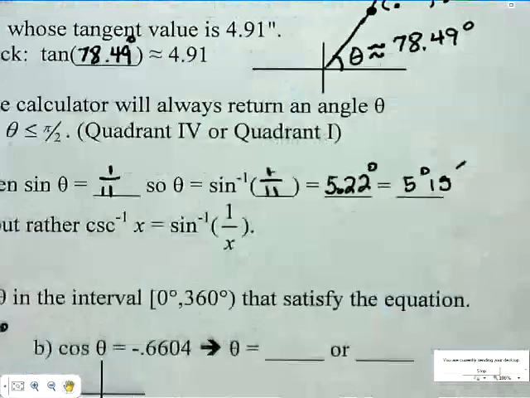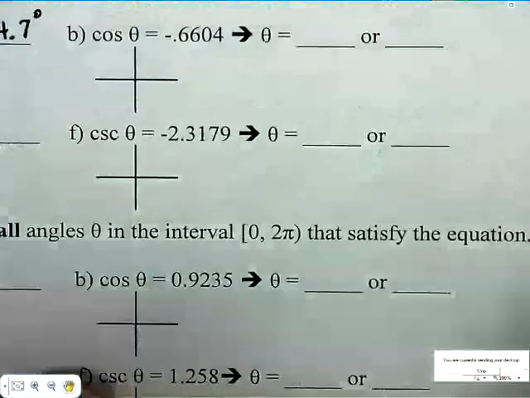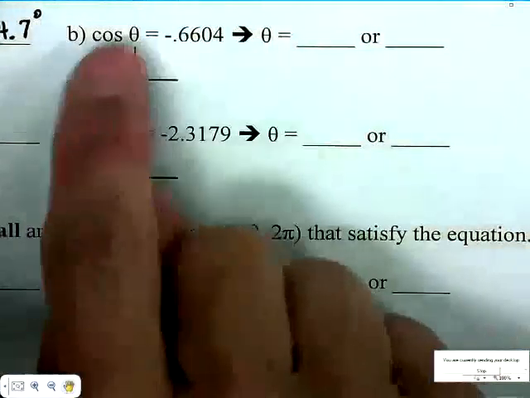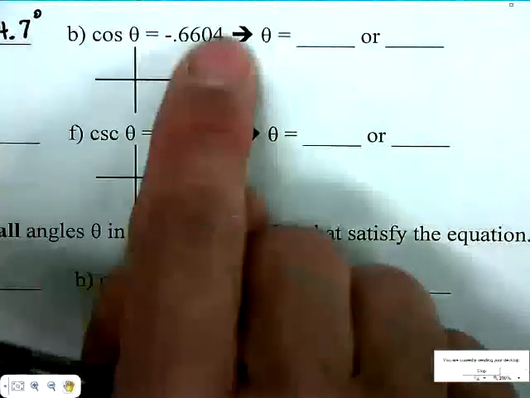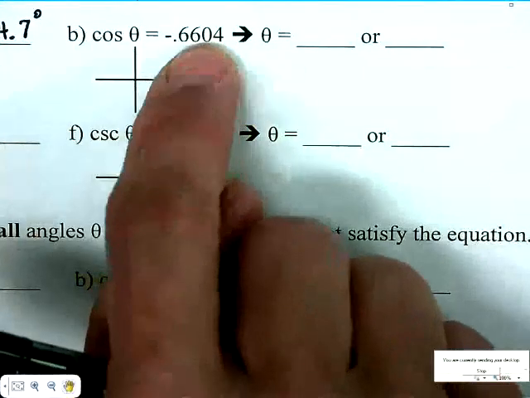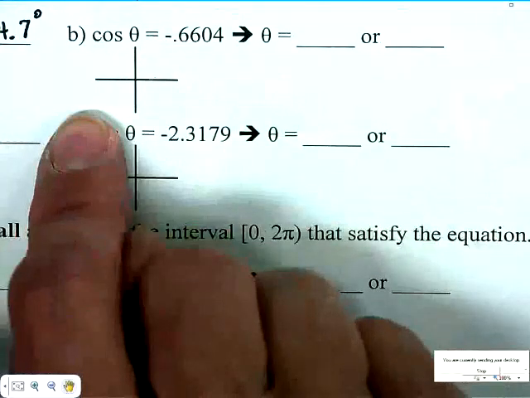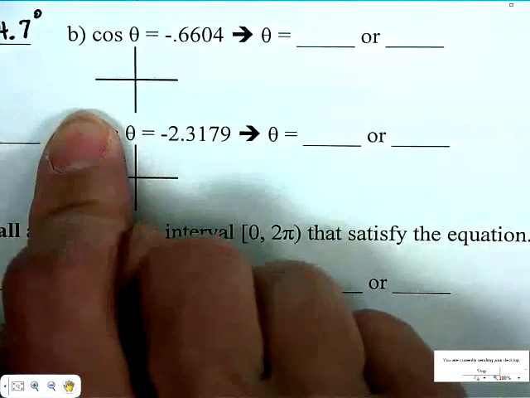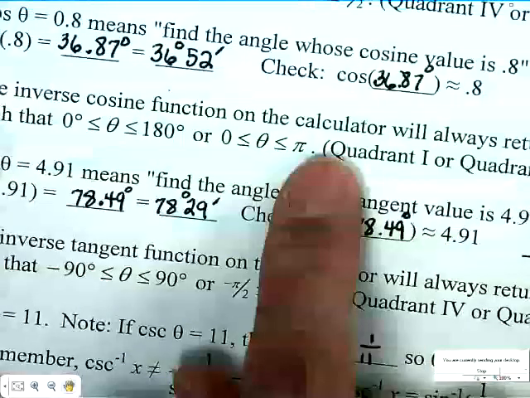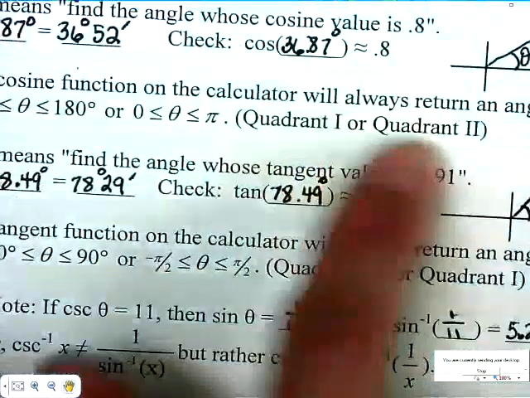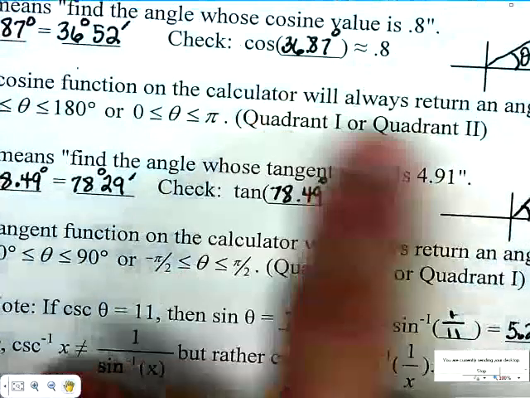What about the B part? Cosine, now don't grab your calculator yet. Cosine theta is negative 0.6604. In what two quadrants is cosine negative? That's the x value, and x is negative in the second and the third quadrant. Now look back up at the top of the page to where I wrote a note about cosine. If the calculator is going to give me the first or the second quadrant, well, I know it's not going to give me the first one for this problem because x is not negative in the first one. It's going to give me the second quadrant angle.